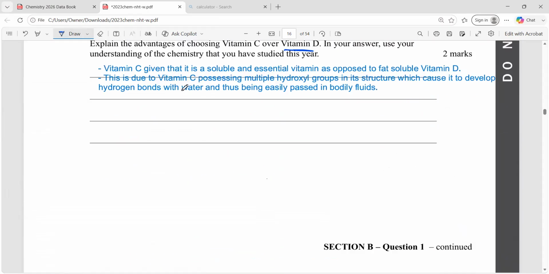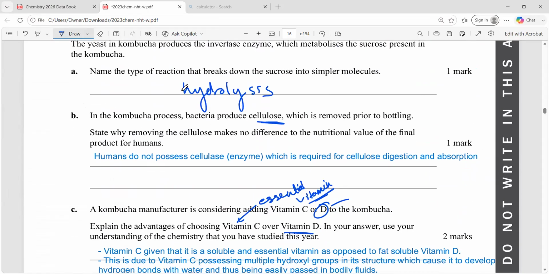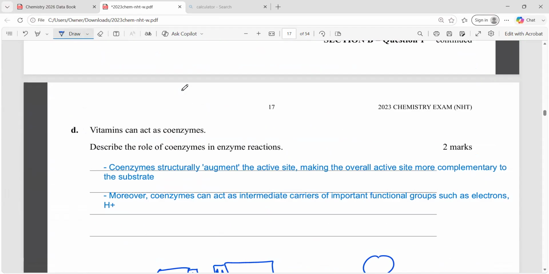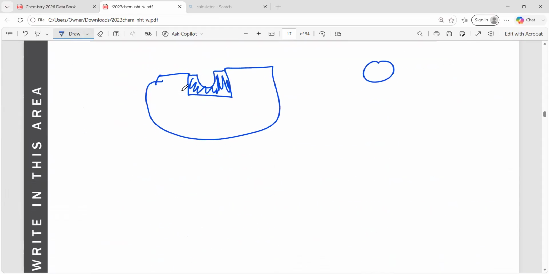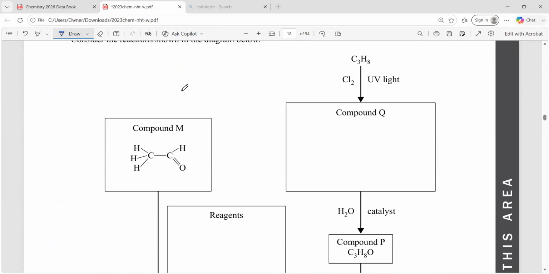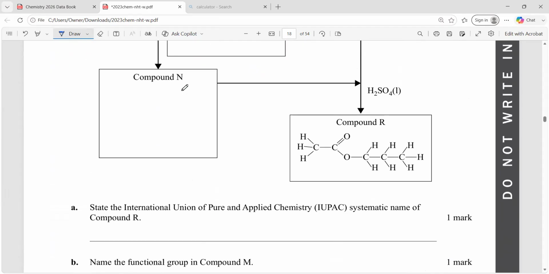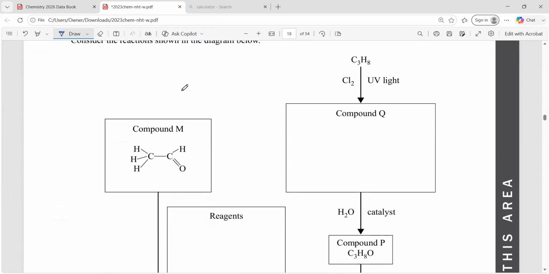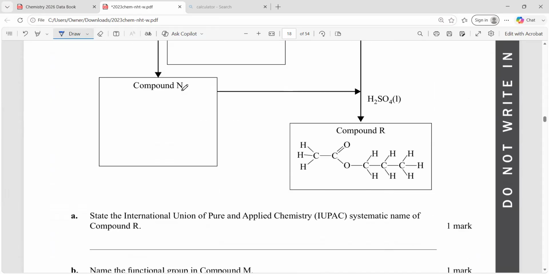Look, in terms of relevance to the current study design, I don't think it's too relevant. However, maybe hydrolysis and condensation is good to know about. All right, this stuff is very, very important to know. So consider the reactions shown in the diagram below. State the internal IUPAC systematic name of compound R.